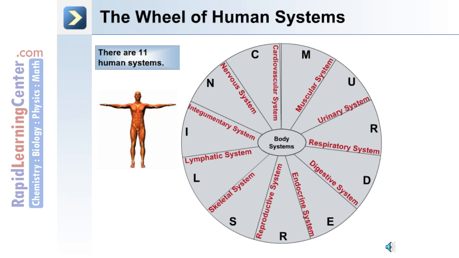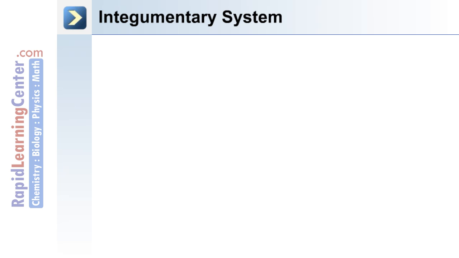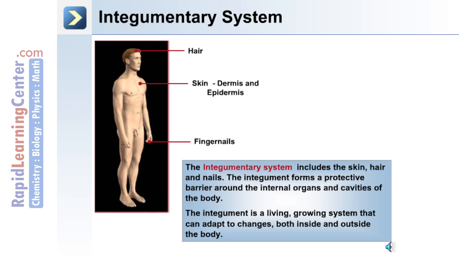The 11 human systems can be memorized and learned using the acronym MERDERS Link, as well as a wheel of human systems. The first body system we'll discuss is the integumentary system. This is made up of the hair, the skin, including dermis and epidermis, and nails, such as fingernails. The integument forms a protective barrier around the internal organs and cavities of the body. The integument is a living, growing system that can adapt to changes.